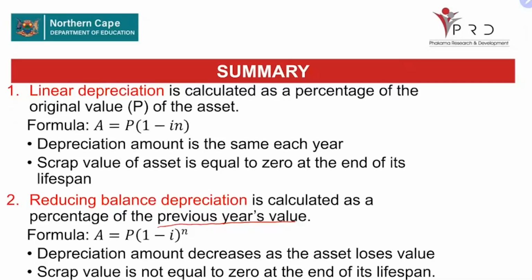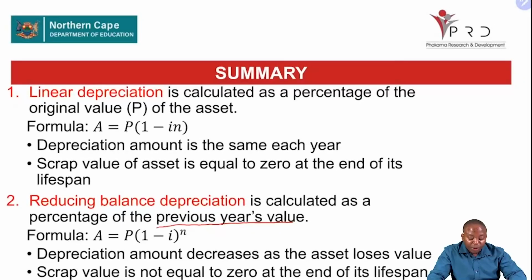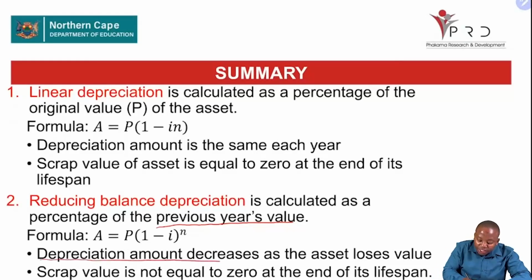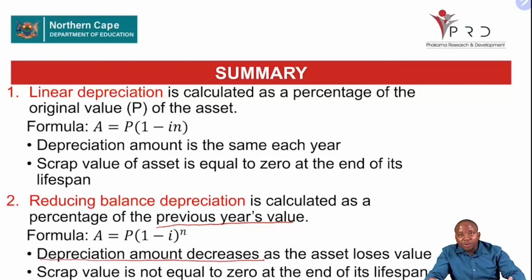We have learned that on reducing balance depreciation, the depreciation amount of an asset decreases. That is to say, it is not the same each and every year. One year it can be a certain amount, the next year it will decrease, and the other year it will also decrease. So the asset loses a different value yearly, and that value is decreasing. The scrap value is not equal to 0.